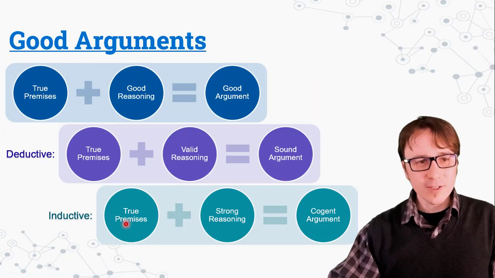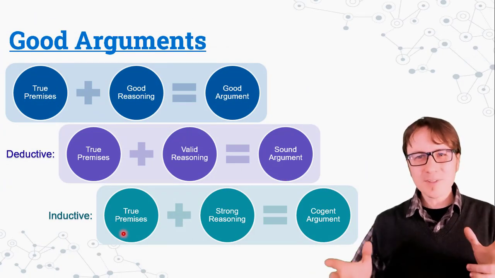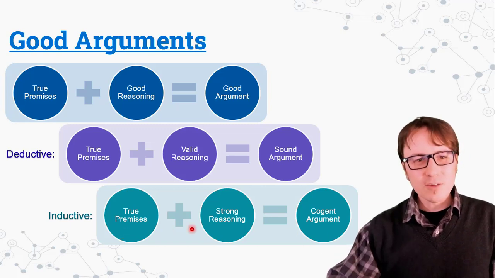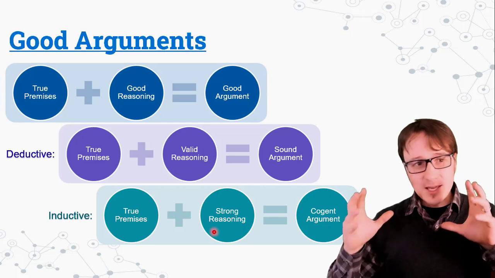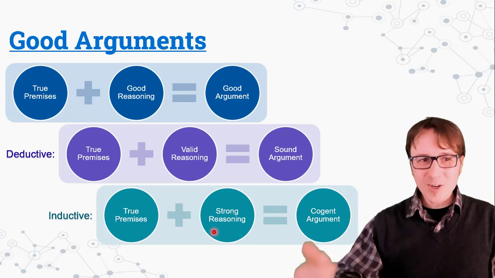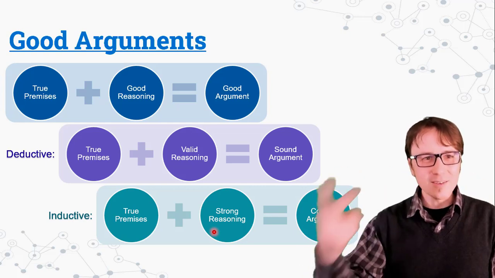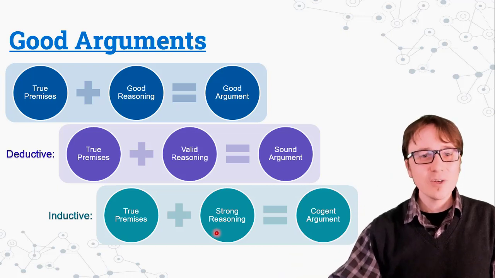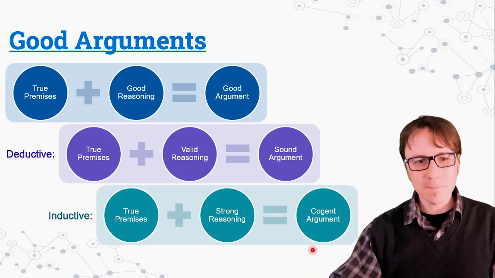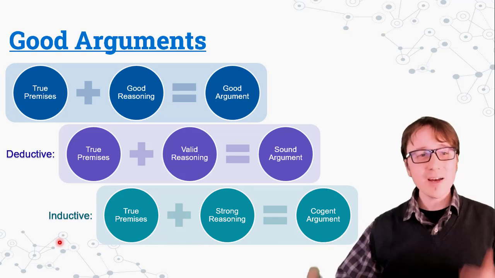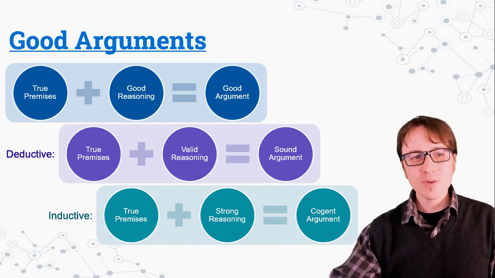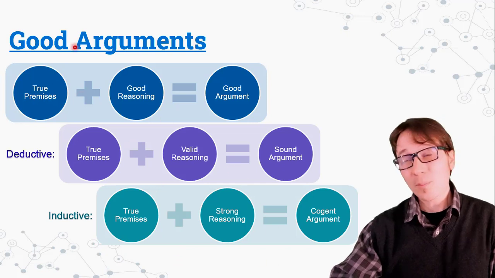For inductive arguments, you still need those true premises, but in terms of evaluating the reasoning, we ask whether it has strong reasoning. And if an inductive argument is a good argument that has true premises and strong reasoning, in this case, we call it a cogent argument. Of course, not all arguments are good arguments. And so how do you evaluate arguments? Well, you assess one of these components here, or both.